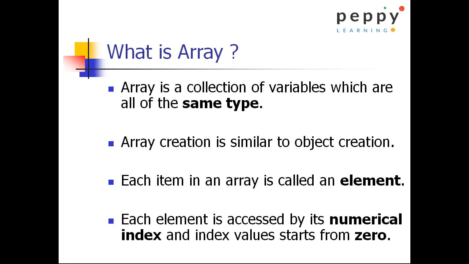Array creation is similar to object creation. Here, object creation means we use the keyword called new. You will create an array using the new keyword. Each item in an array is called an element. Each element is accessed by its numerical index and index values start from 0.